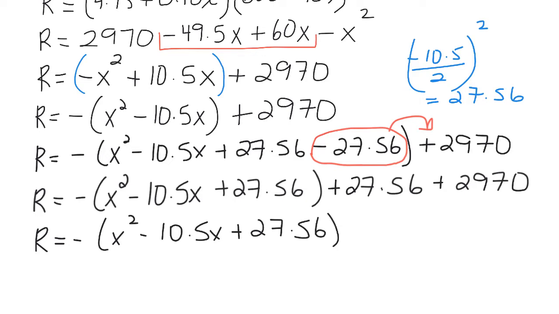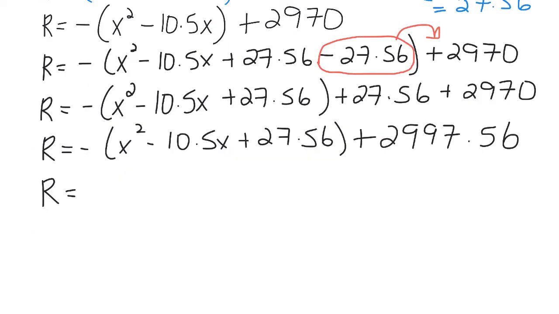$27.56 plus 2,970 is a positive 2,997.56. Our last step is to come up with the factored expression for our perfect square trinomial.